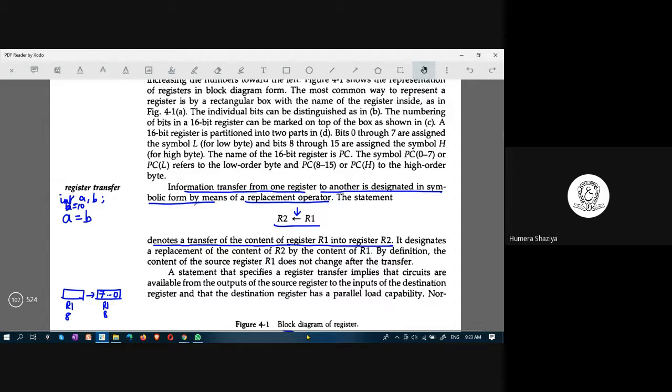Likewise here, but this is at a very low level, at the hardware level, at the register level. In Java you don't talk about registers or RAM or anything; there you directly talk about variables. There are two variables, A and B, and you initialize B with a value 10 and then say A equal to B. Then A is equal to 10, like that. Okay, so this is register transfer.